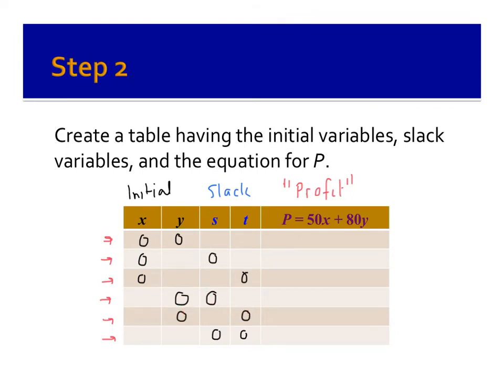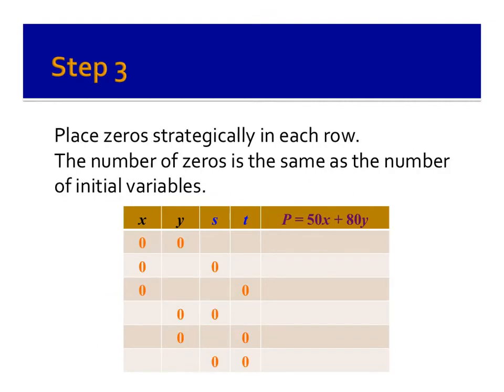Okay, so you want to create this. You want to make sure every variable is 0 with a partner from a different variable. And so what we try to do with this then is step 3, to place the zeros strategically. The number of zeros is the same as the number of initial variables. Oh yes, this is important. So notice that I only have 2 initial variables, so I should only place 2 zeros. There are problems where you have 3 initial variables and you want to place 3 zeros. Those take much longer. We won't have to do that by hand, but it is possible to do something like that.